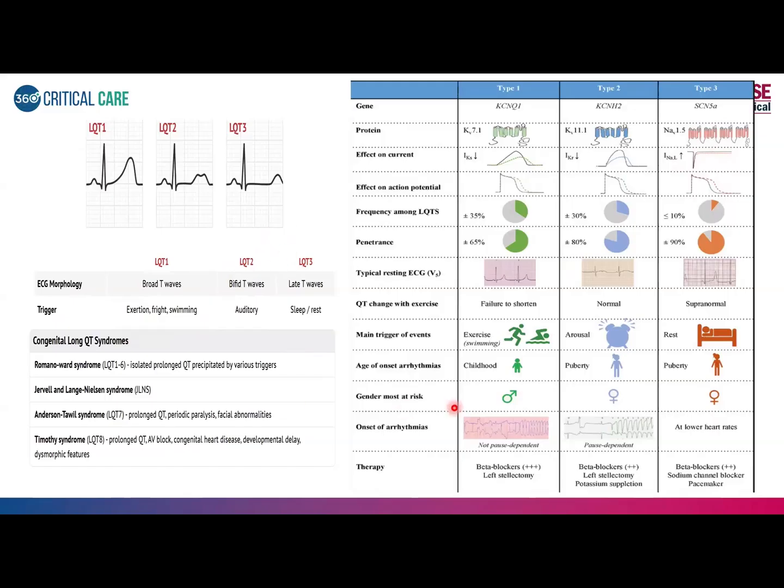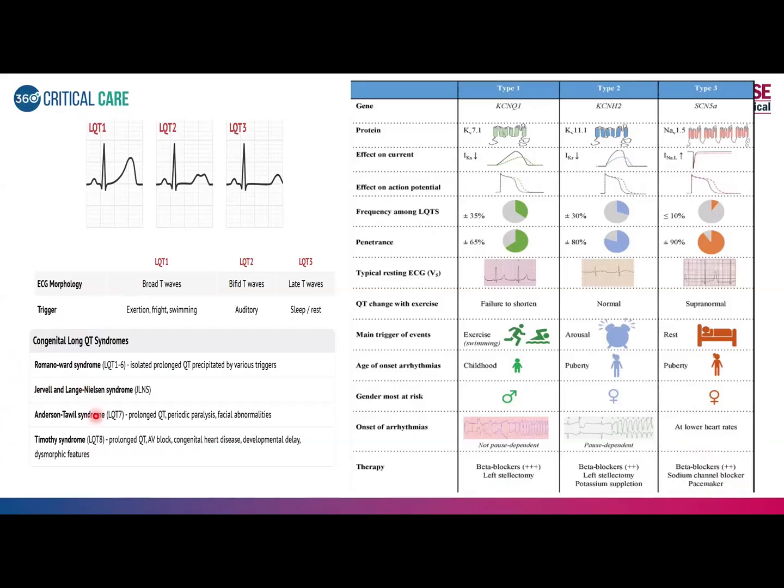long QT3 syndrome. Long QT1 is mainly in case of males. The other two are in case of females. The onset of arrhythmias for type 1 is non-pause dependent, pause dependent in case of type 2, and type 3 can happen even at lower rates. Beta blockers are essentially the treatment for all three of them. A sodium channel blocker may be required in case of type 3. Other causes of long QT syndromes are Romano-Ward syndrome, Jervell and Lange-Nielsen syndrome, Andersen-Tawil syndrome, and Timothy syndrome.